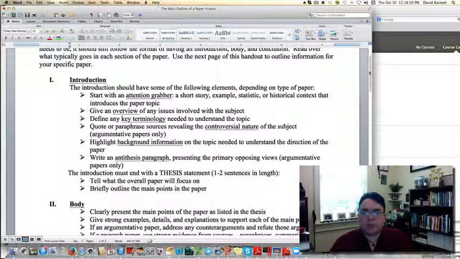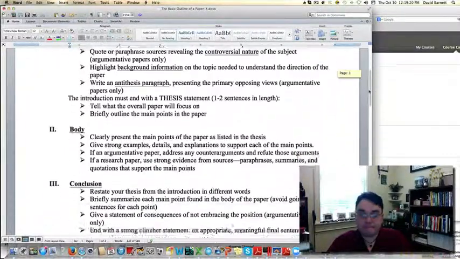You want to quote sources or paraphrase sources revealing the controversial nature of the subject, argument paper only. I'm not gonna hold you to that. That's not important for this paper. But I do want you to highlight background information, any research that you found exciting or that stood out to you as you read it. Bring that up here. Now, tell us what your overall paper focus is and main points in that first paragraph in your introduction. So let's go down.